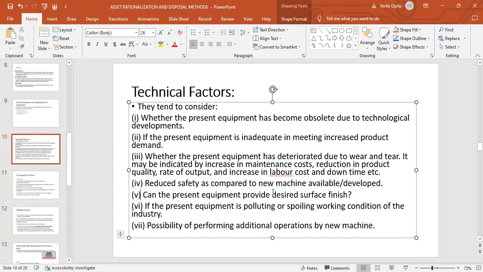Then, of course, another factor you need to consider: can the present equipment provide the desired surface finish? You see, some items, the finishing is very important. Let's say things such as furniture, things such as motor vehicles, there's that finishing. For example, motor vehicles, you need to do the buffing. So do you have the equipment that is going to give you the desired level of finishing for these assets?